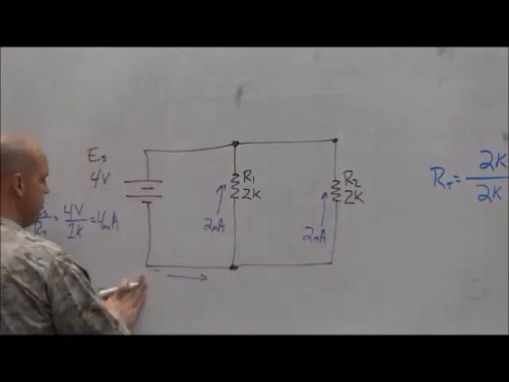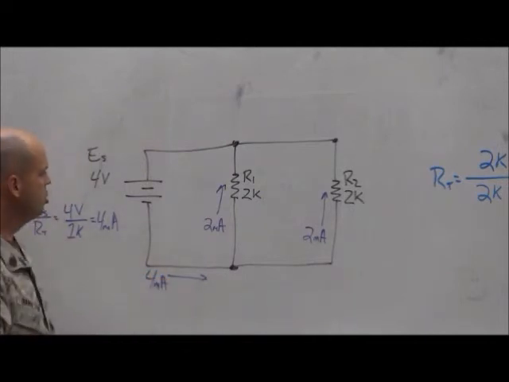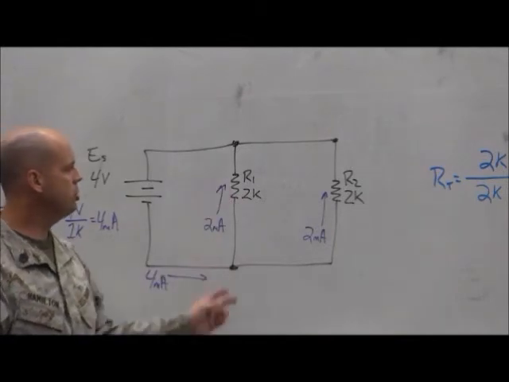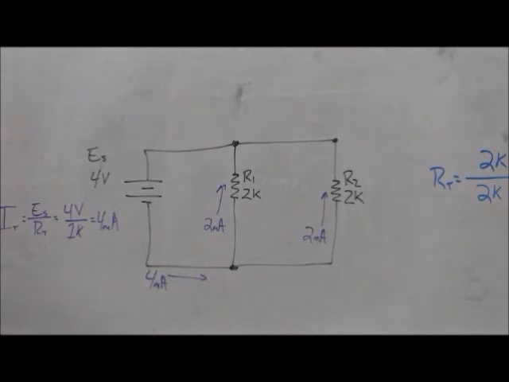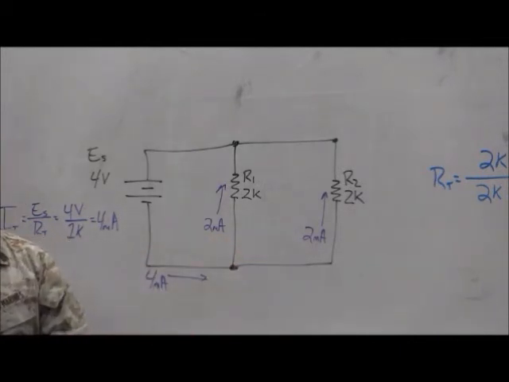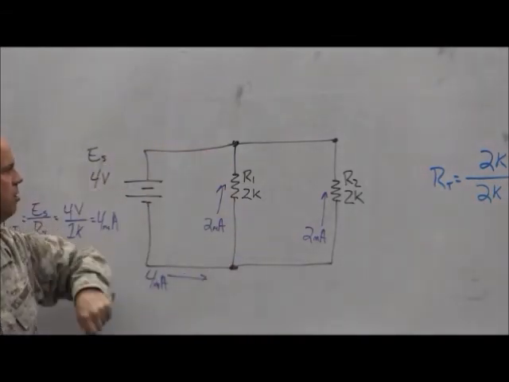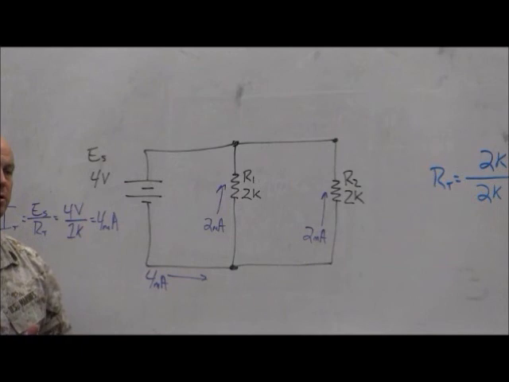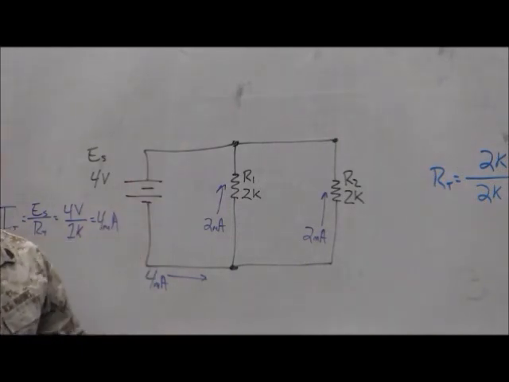So the 4 milliamps that was coming into that node, 2 of it went across R1, 2 of it went across R2. Does Kirchhoff's current law hold true? Yes. What I had going in, 4 milliamps, equals what I had coming out, 2 milliamps plus 2 milliamps. And then, of course, these 2 currents come back together at this node here and add up to equal 4 milliamps going back to the source. Any questions on that?